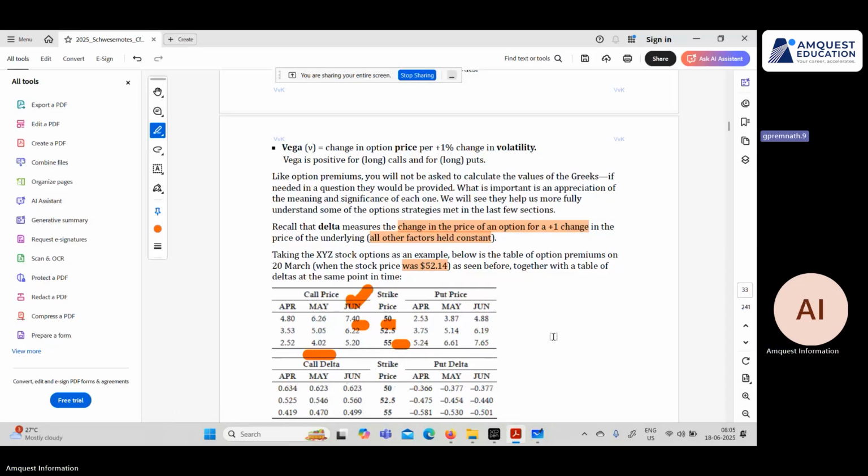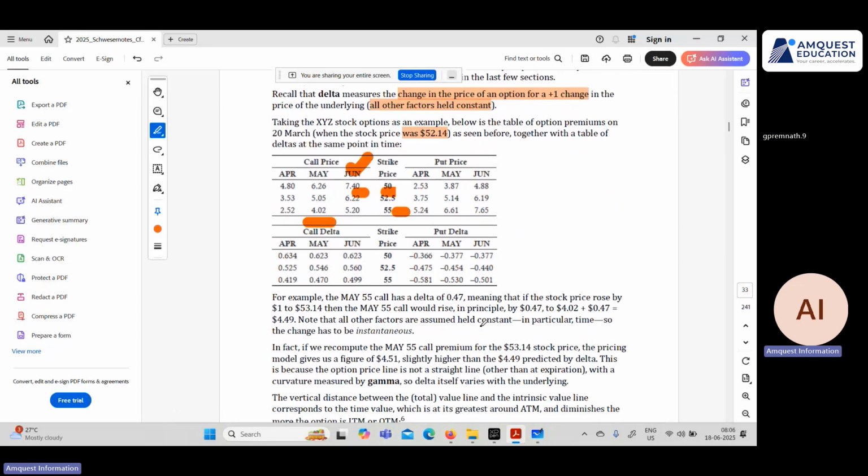I'm saying for a strike price of 55, when you are adding the delta, ensure that you are adding the delta of the same strike price. It should not be the case that for a strike price of 55, the option price is 4.02 and you add 0.623. That's not the case. For a 4.02, you should add 0.47 because it is of the same strike price.